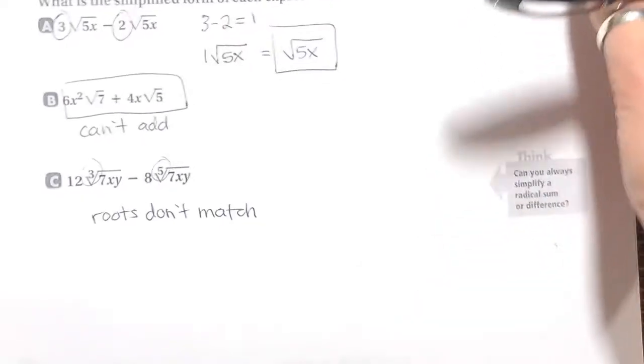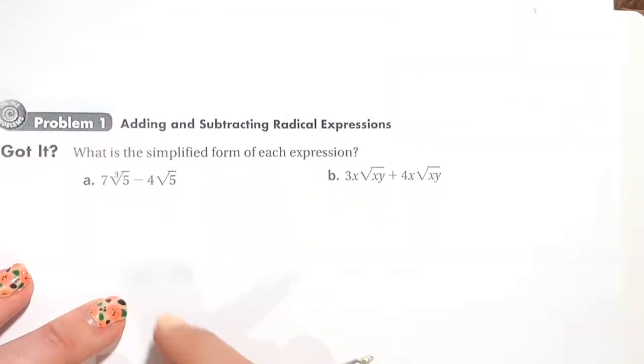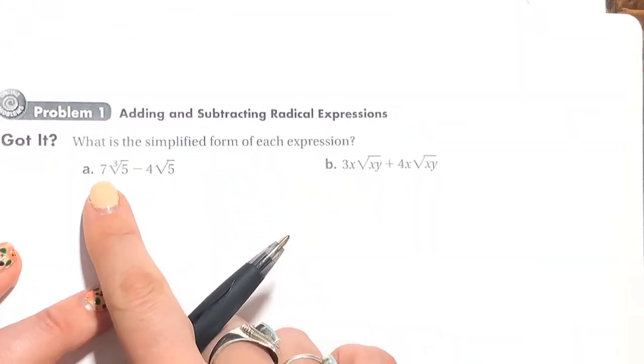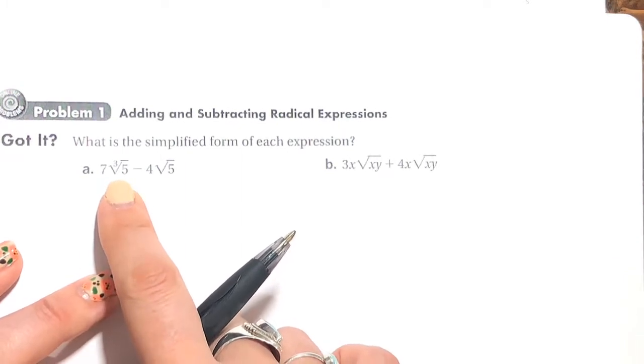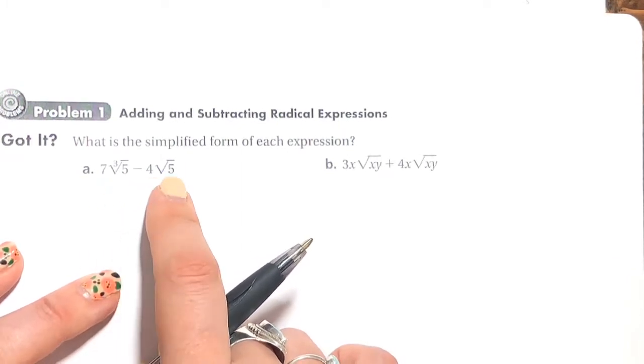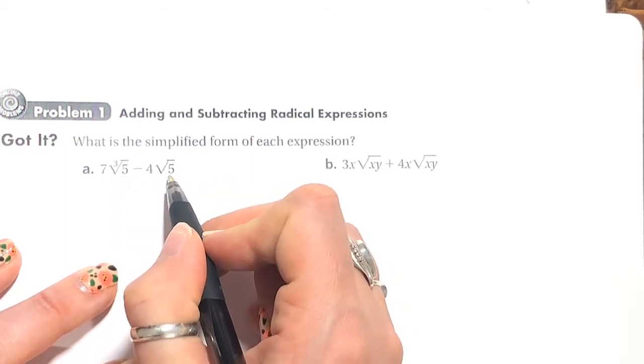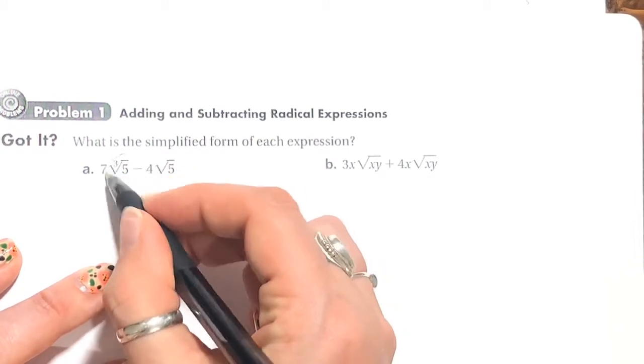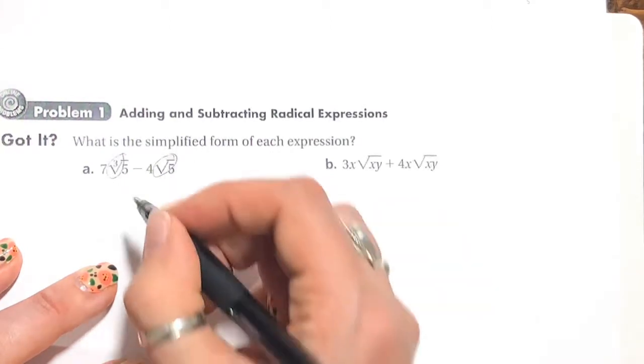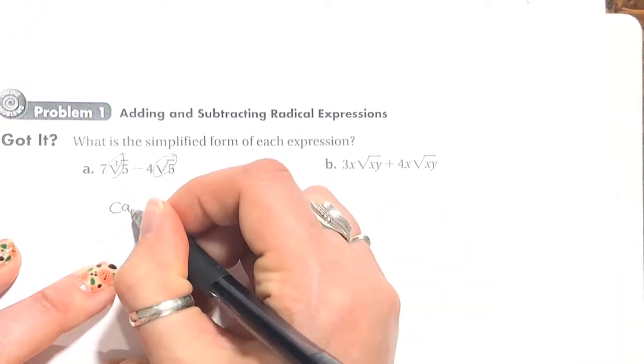Okay. Let's try another one down here. So on this one, we have 7 times the cube root of 5 minus 4 times the square root of 5. So we see they're both 5s, but again, this one's a cube root, this one's just a square root. So you can't simplify anymore.